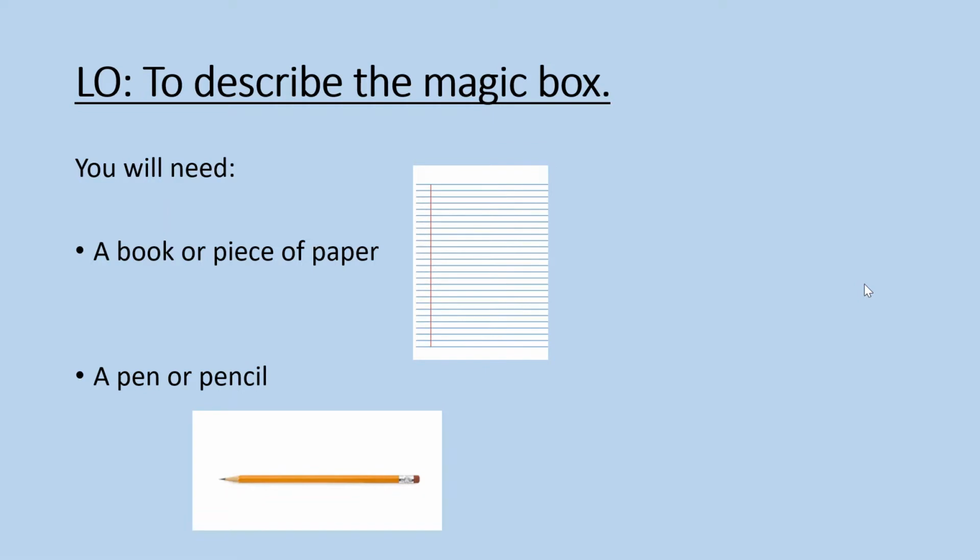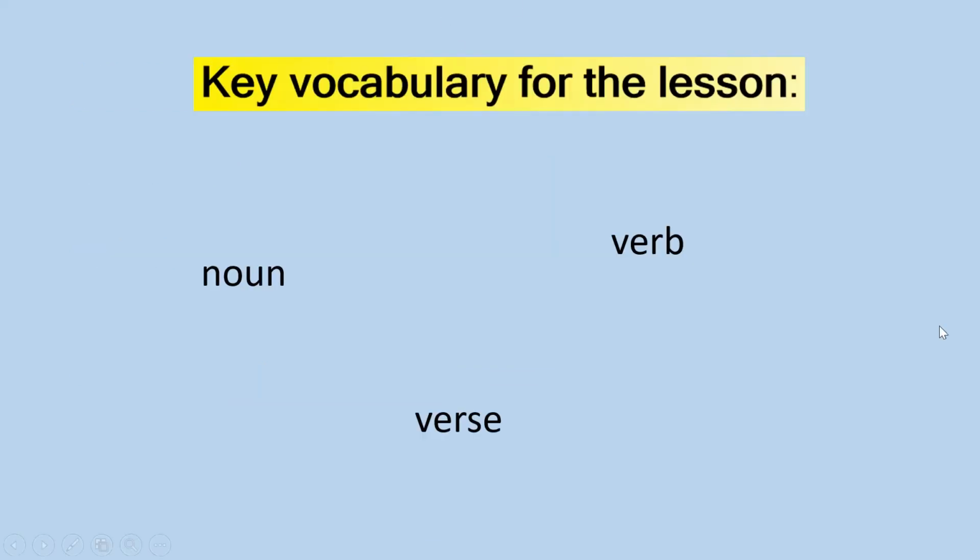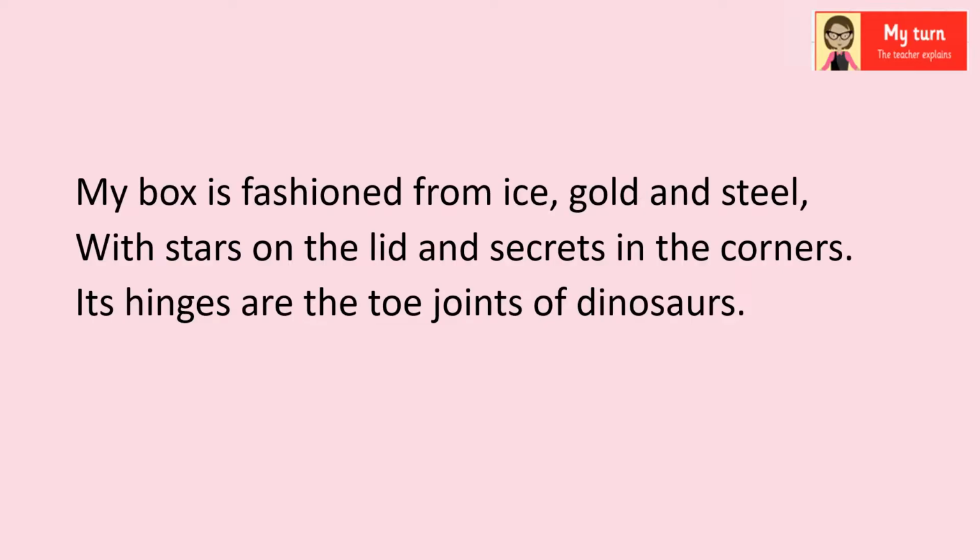Our learning objective today is to describe the magic box. You will need a piece of paper or a book and a pen or pencil. Our key vocabulary for the lesson: we have noun, verb and verse. We're going to write the next paragraph of our Magic Box poem today. We're focusing on this paragraph from The Magic Box. And I'm going to read it to you in a moment.